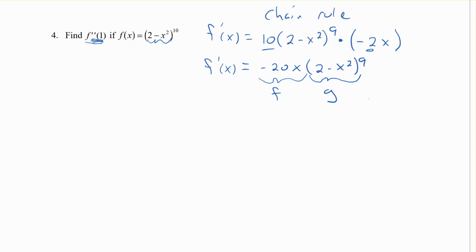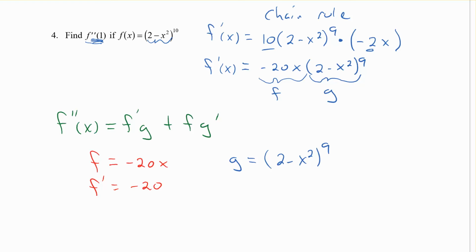So, just for the sake of time, I ended up writing down what the product rule was to find f double prime, or the second order derivative. So that's just the equation in green there. And then I wrote down f is equal to, so that's f, right? And then the derivative of f is minus 20. g, just right from this, is 2 minus x squared to the 9. I didn't do g prime yet because I just want to make sure that you guys watch me do this.